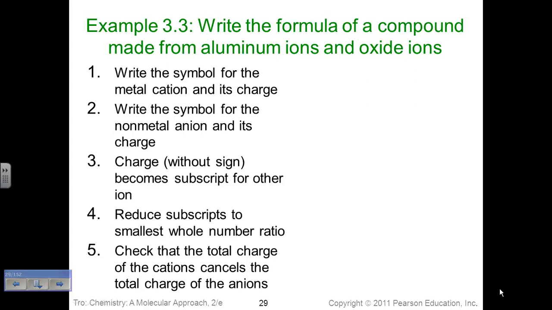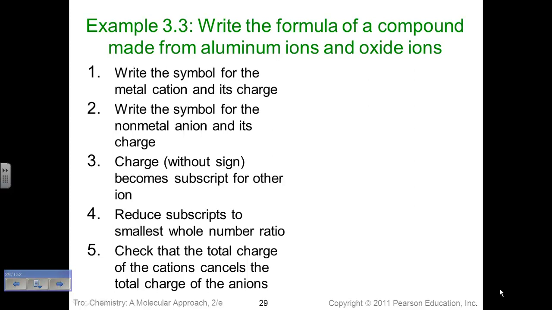Number 1, write the symbol for the metal cation and its charge. We have to go to the periodic table and search for aluminum. Now look where it is: aluminum, number 13, its symbol, Al. What charge would aluminum be carrying? It's a metal found in group 3A.